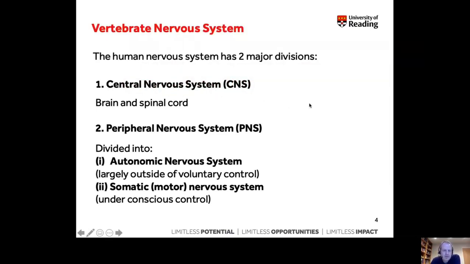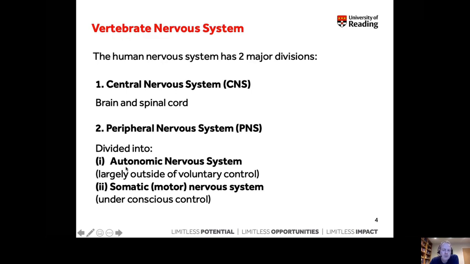Essentially, the nervous system has 2 major divisions. So the central nervous system, consisting of the brain and the spinal cord. The spinal cord is a very important part of the central nervous system. We would appreciate probably that the brain is part of the CNS, but also the spinal cord. Everything outside of the central nervous system is called the peripheral nervous system, or the PNS.